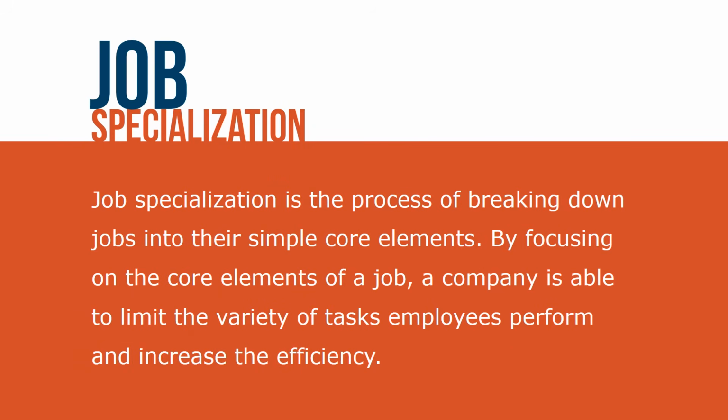Job specialization is the process of breaking down jobs into their simple core elements. By focusing on core elements of a job, a company is able to limit the variety of tasks employees perform and increase the efficiency with which they perform them. With repetition built into a job, employees are able to master a specific task and perform it with increasing efficiency, which maximizes productivity. When a company reduces the variety of tasks in a job, the individuals performing those jobs are able to carry out their tasks more efficiently and quickly, with minimal mistakes.